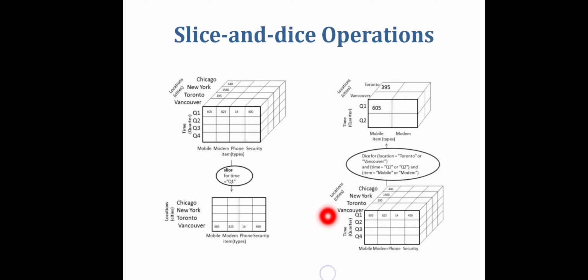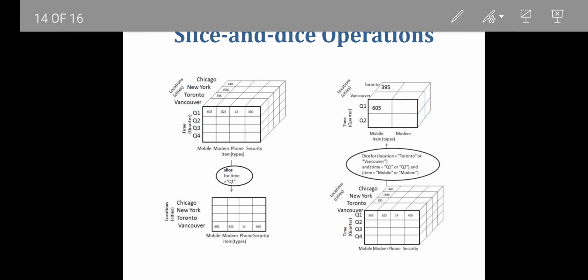So in this way we can have the dice operation. In that we can select dimensions, and with those dimensions we can select particular attributes also, and we can work with only those. So we can see here that we have selected 2 cities, then 2 quarters Q1 and Q2, and 2 item types. So only those values will be indicated over here, the other values are not shown. So this is the dice operation we can perform. So here is the example of slice and dice.